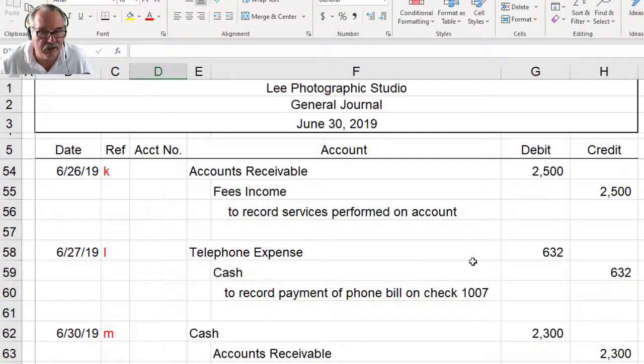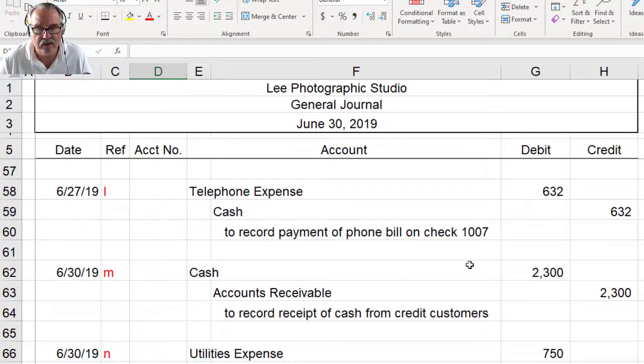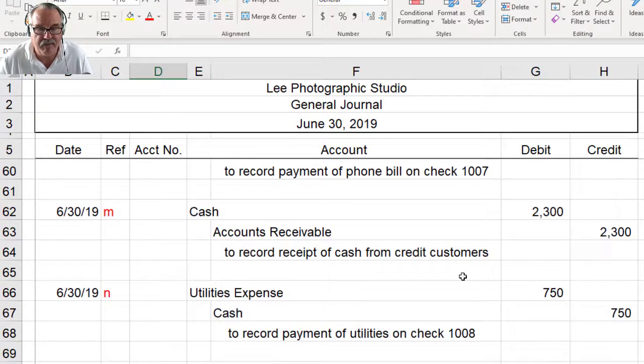We paid the phone bill, transaction L, $632, debit telephone expense, credit cash. Transaction M, we got some money from our customers on account. These are credit customers. We didn't do any more services. We just got paid for stuff we'd already done. Debit cash, $2,300. Credit accounts receivable, $2,300.